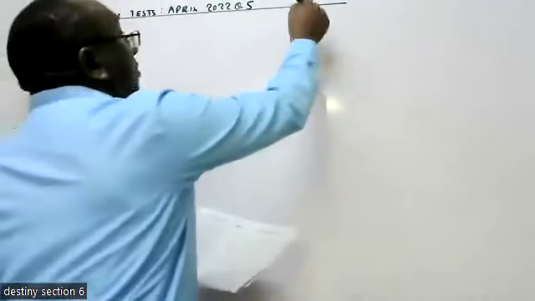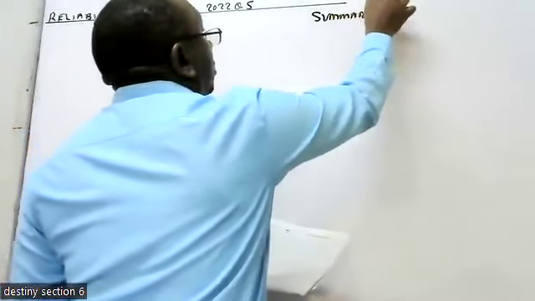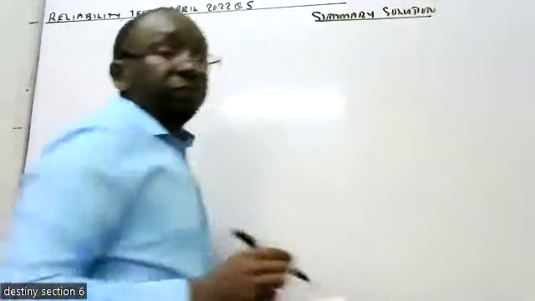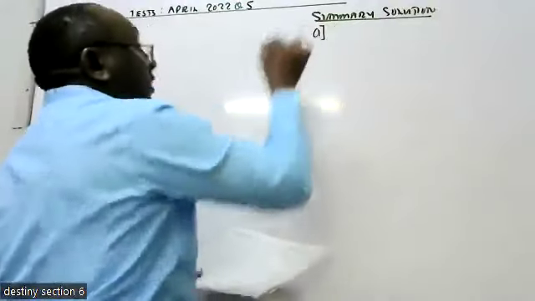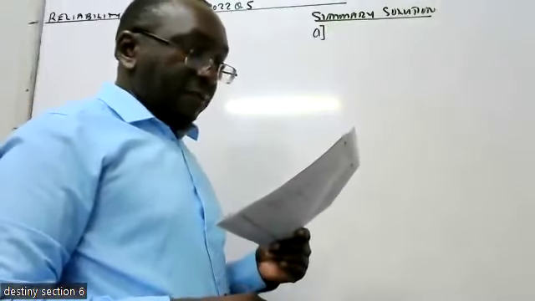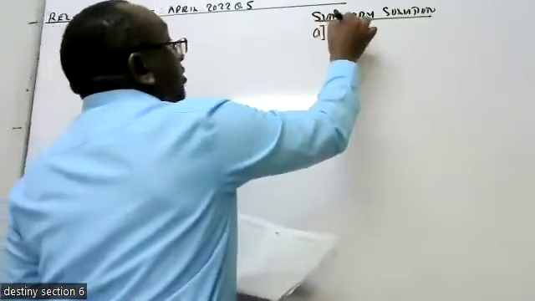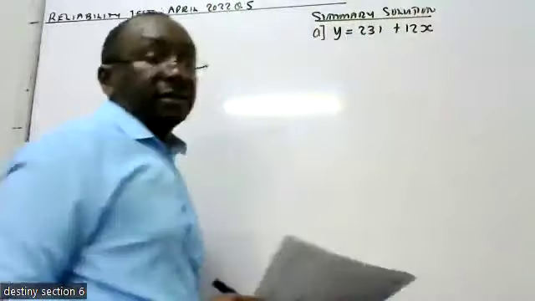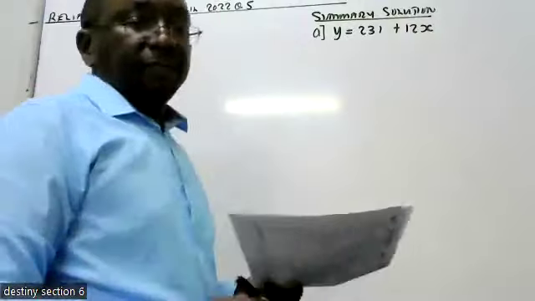Actually, now we can do the summary solution for that question. Part A, the examiner had said: find the least squares regression line for the above data and interpret the meaning. So the equation we got was y equals 201 plus 12x.